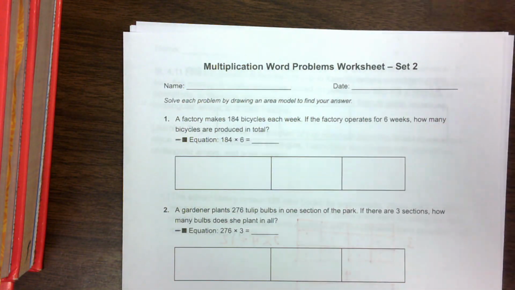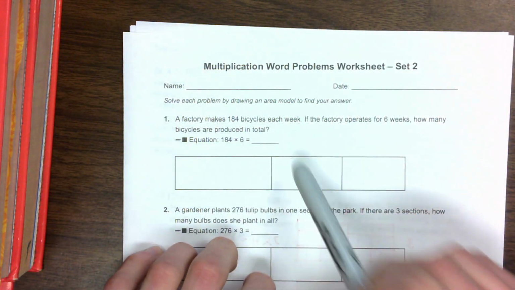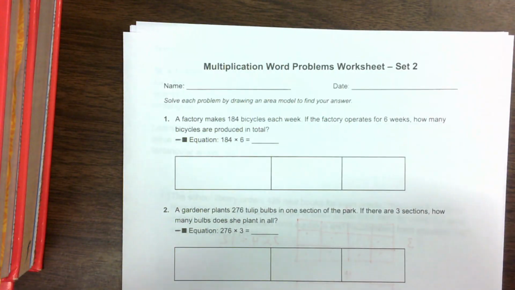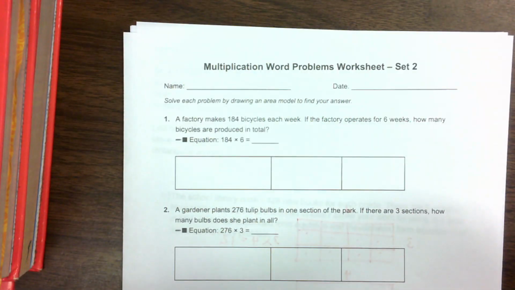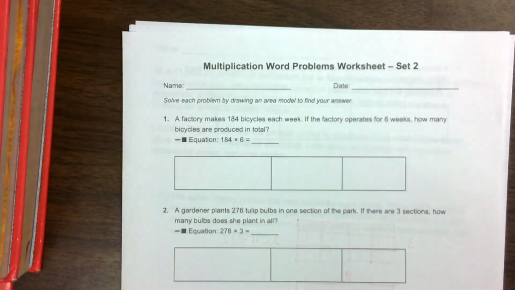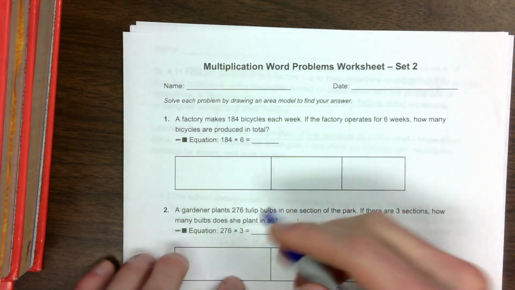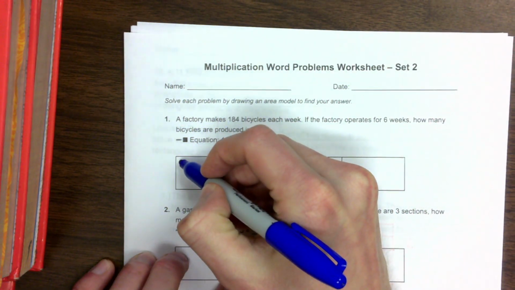All right, so I can't remember if it was last week or the week before, but we got out base 10 blocks, and we made these area models. If it said 184 times 6, we literally made area models using the base 10 blocks. We would make 100 with 100, and then we'd get 8 tens and 4 ones, and we would recreate that 6 times to make 6 groups of 184. Well, after that, we started representing that.